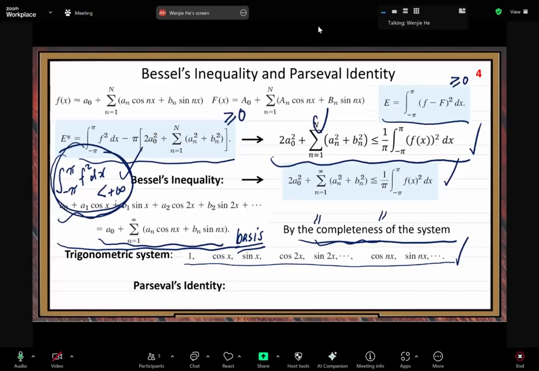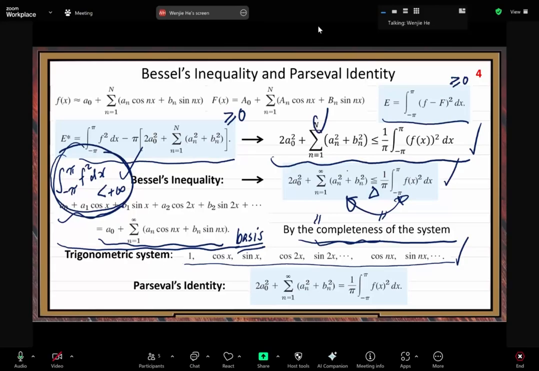For Parseval's identity, you change the less than or equal in Bessel's inequality, because with less than or equal you're not sure if the system is complete or not. Even if the system is not complete, this less than or equal still holds. But when you move to the next level, you know the system is complete. It covers everything for the square integrable functions. You do not miss anything. If you do not miss anything, then the difference between the left-hand side and the right-hand side is 0. If the difference is not 0, you miss something. There is a gap.